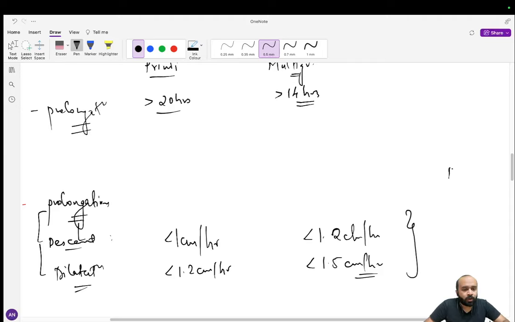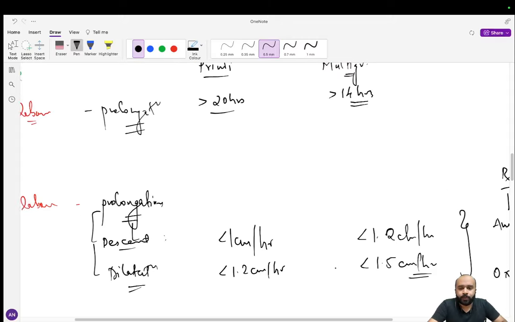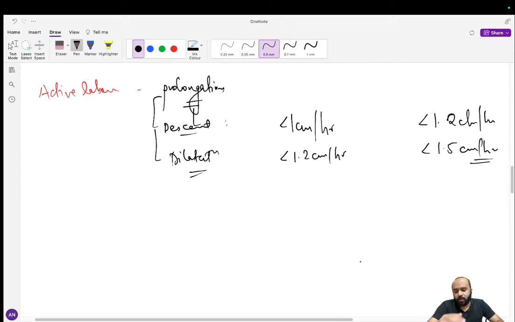If there is prolongation of labor, your treatment is going to be amniotomy, that is your artificial rupture of membranes, or you will start the patient on oxytocin. So this is for prolongation. Whereas if there is arrest of labor, the definition is going to be for arrest.